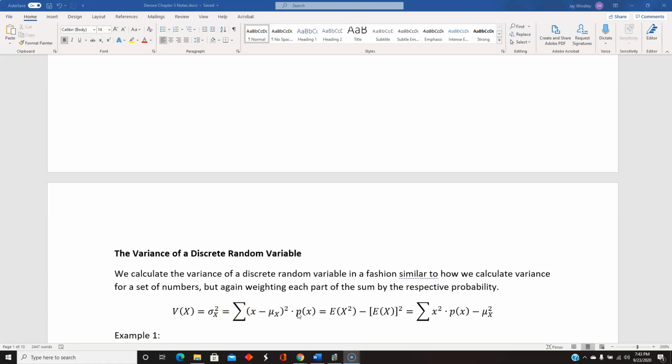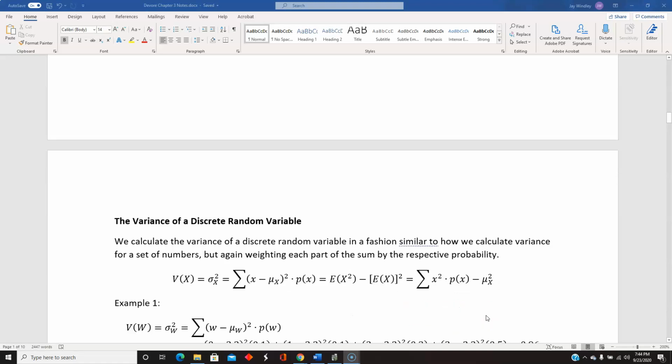And like we saw in an earlier chapter, there's another version of the variance formula where you can say the expected value of x squared minus the expected value of x, squared. So you can sum the squares of the variables times their respective probabilities, and then after summing all those products together, subtract the mean squared. So let me show that both ways on both of our examples.